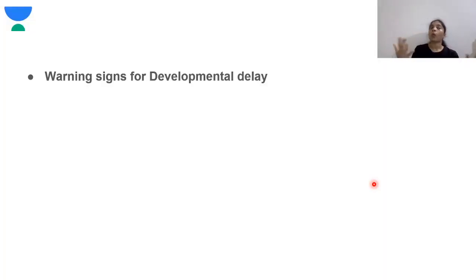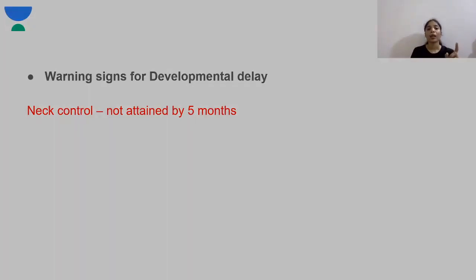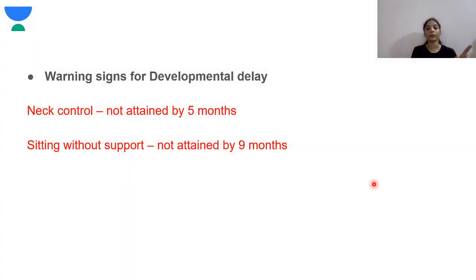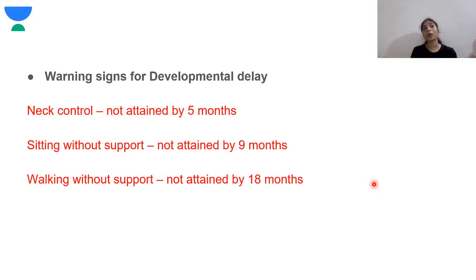so now you know what the normal developmental milestones are. So why is it necessary? We need to know the developmental milestones so that if they are delayed, we can work up why the delay is happening. Okay, so what is delay? How much is delay? You need to know that. First, if neck control is not attained by 5 months, that's a delay. If the child is not sitting without support by 9 months, that's a delay. If the child is not walking without support, walking freely, by 1.5 years, 18 months, that's a delay. So this you need to keep in mind.